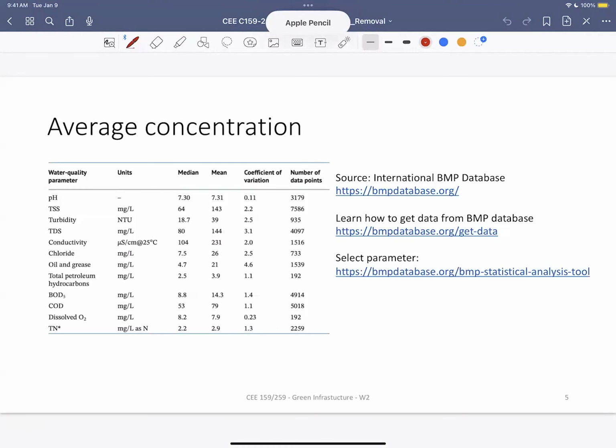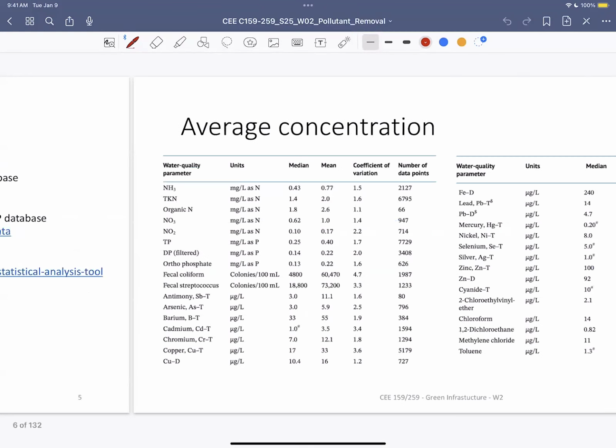If you see the units of different pollutants, they are different. So we are going to learn today about those units and how those units vary for different pollutant types, and when to use them, and then how to get all the different numbers.